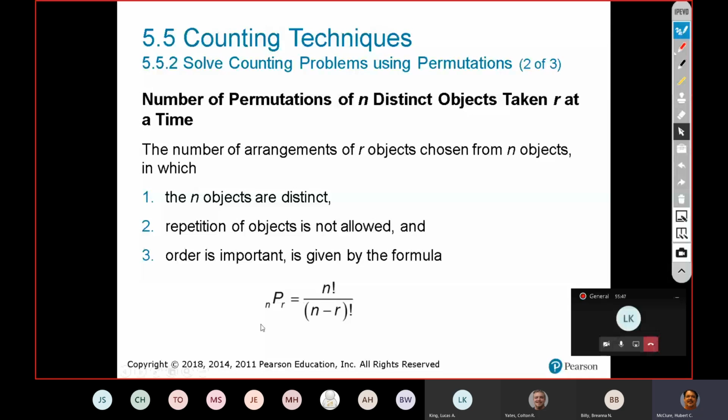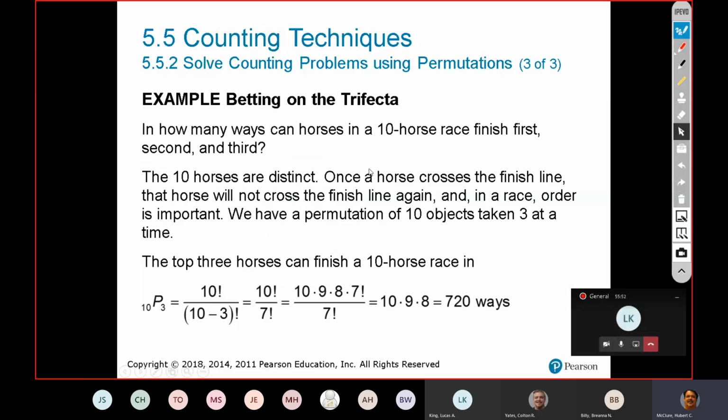And then I want you to put it in your calculator and see if you come up with the same number. In how many ways can horses in a 10-horse race finish first, second, and third? That's called a trifecta. When you're trying to find out how many different ways someone or something can place first, second, or third, that is called a trifecta. Why would you want to know that? Well, you take $720 and you bet $1 on each one of those trifectas, and based on the odds against winning, you're going to win some money.